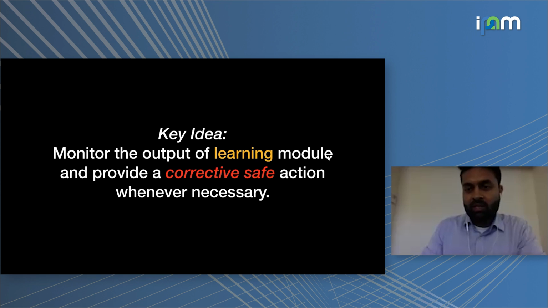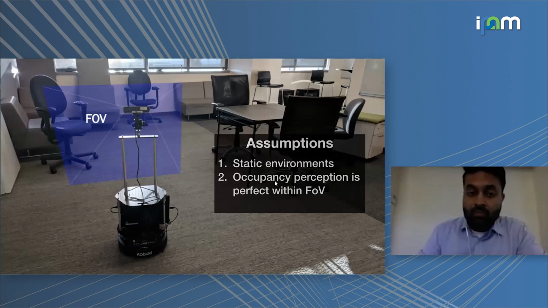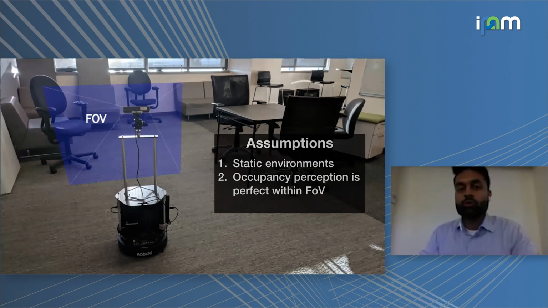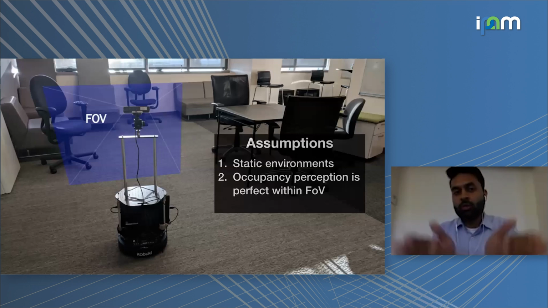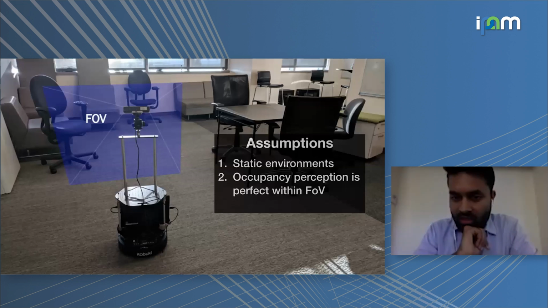But before that, I want to quickly discuss the scenarios in which we are constructing such a monitor. So first, we assume that the environment is static. So it is still a priori unknown. So we don't know any of the obstacles, for example, in this environment beforehand, but it is a static environment. Second, we assume that the robot has a sensor which is perfect within its field of view. So as the robot encounters an obstacle, it knows that it is an obstacle.